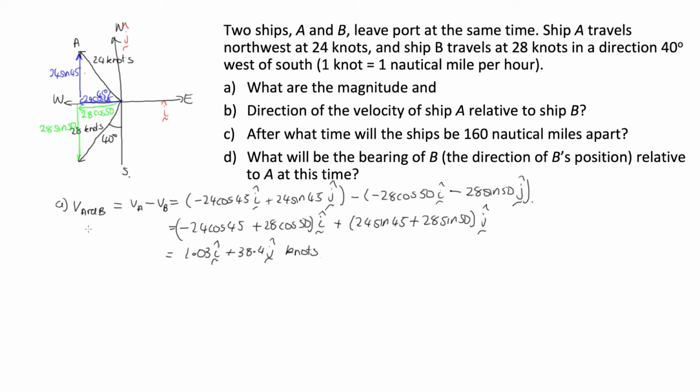Okay, now in part A, we needed to find the magnitude of this. So we've got 1.03, and then we've got 38.4. So we want to find the magnitude of this thing. To find the magnitude, we add these two together using Pythagoras' theorem. So it's 1.03 squared plus 38.4 squared. And so this gives us a magnitude of 38 knots.